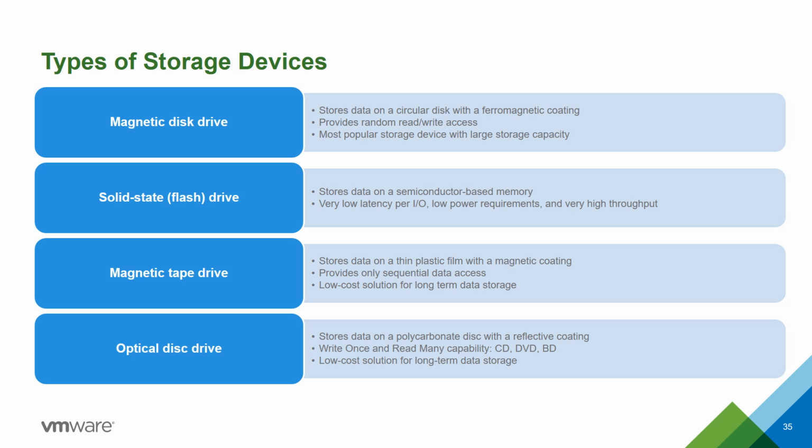Types of storage devices. Where do I store data? What kind of devices do I use to store my data? It could be magnetic disk drives, your traditional SATA drives, or SAS drives. In enterprise storage environments, we popularly use SAS drives. It could be 10K RPM drives, 15K RPM drives, or 7.2K RPM drives, but they're all magnetic disks, remember. So there is a lot of mechanical movement here. So performance-wise, not great.